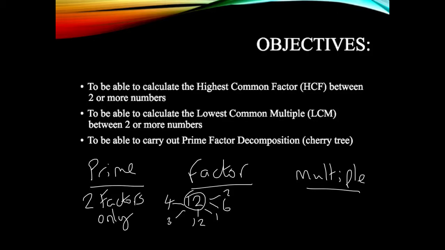Multiples, on the other hand, are bigger. So if we had multiples of 4, we're thinking of numbers in the 4 times table. So these are all multiples of 4. Multiples sounds a little bit like multiply, so we're getting bigger. That might be an easy way to remember it. Okay, let's keep going then.